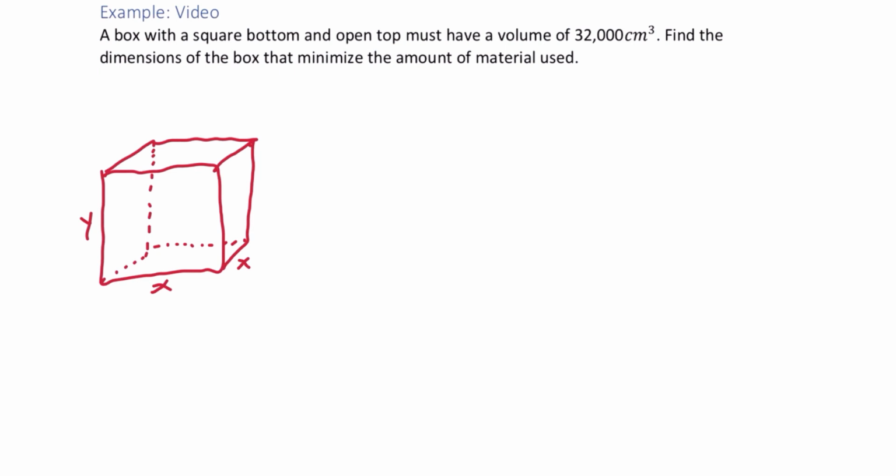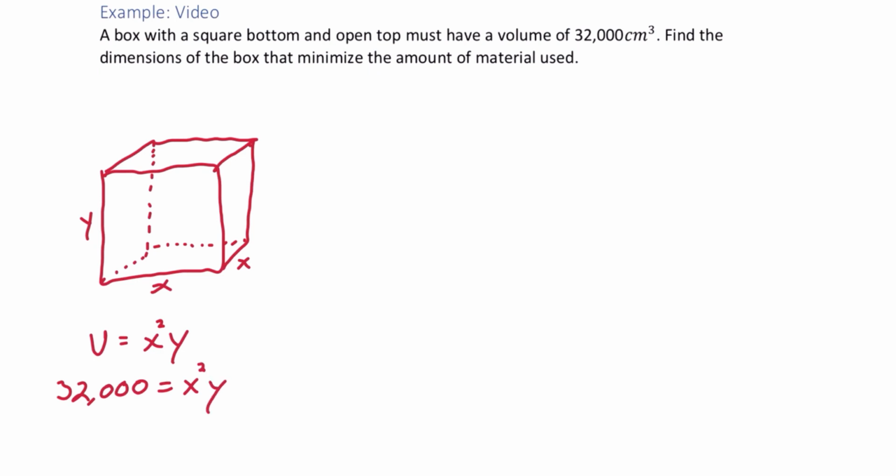Now we know something about the volume. The volume is the base, x squared, times the height, y. And we're told that the volume is 32,000 cubic centimeters. So we can set 32,000 equal to x squared y.